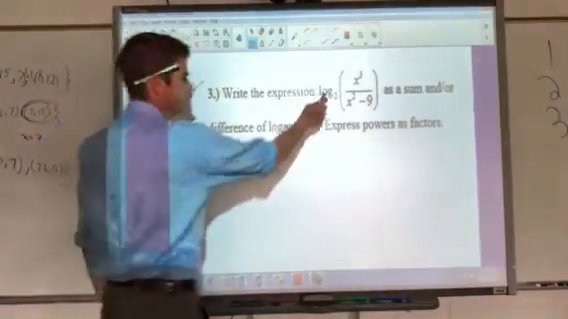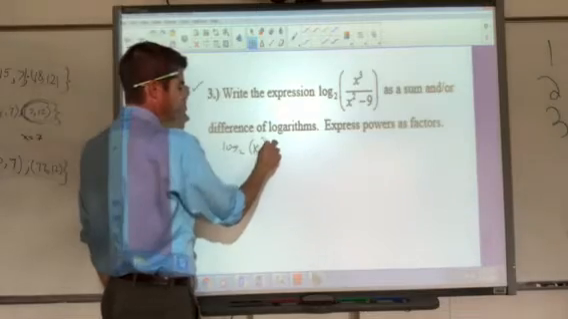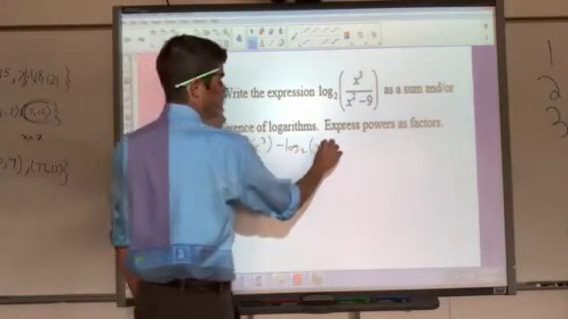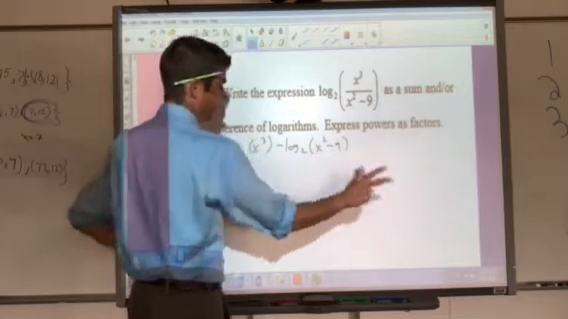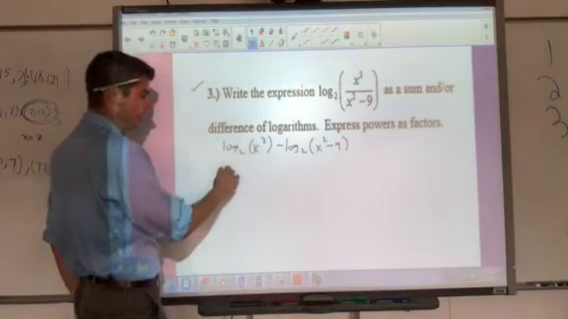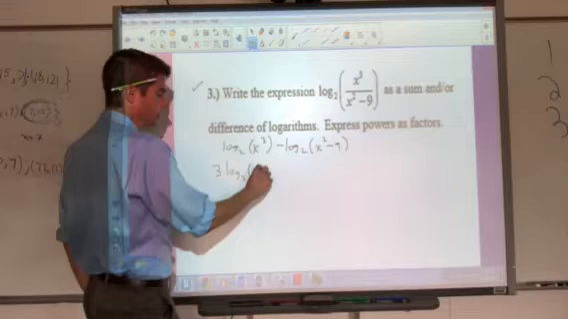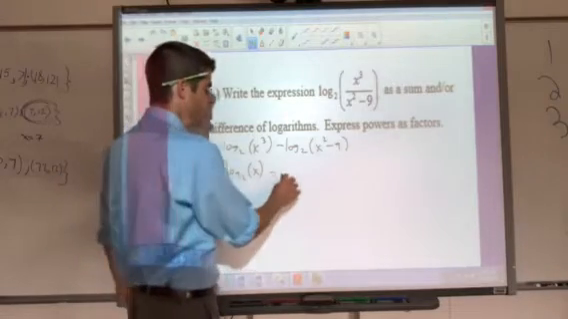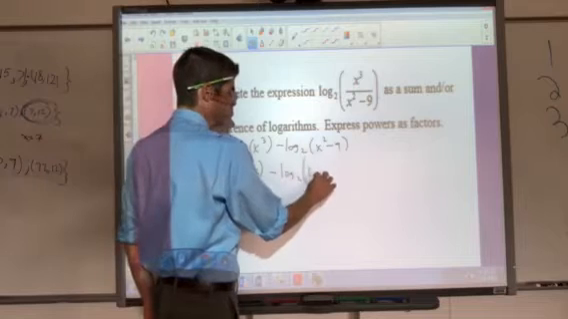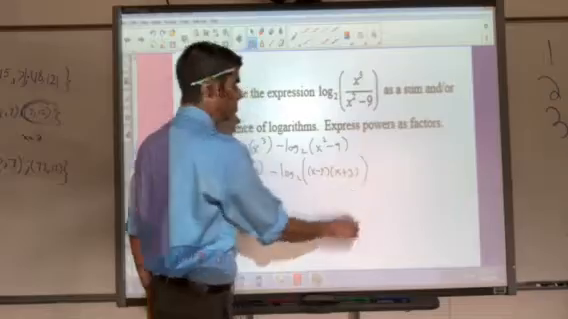So I think the first thing I do is say, okay, this is log base 2 of x cubed minus log base 2 of x squared minus 9. I break that up. And I can see this 3 could come in front because it does express the powers as a factor. So 3 log base 2 of x minus, and then I notice that what's inside this log actually factors to x minus 3 times x plus 3, a difference of squares.